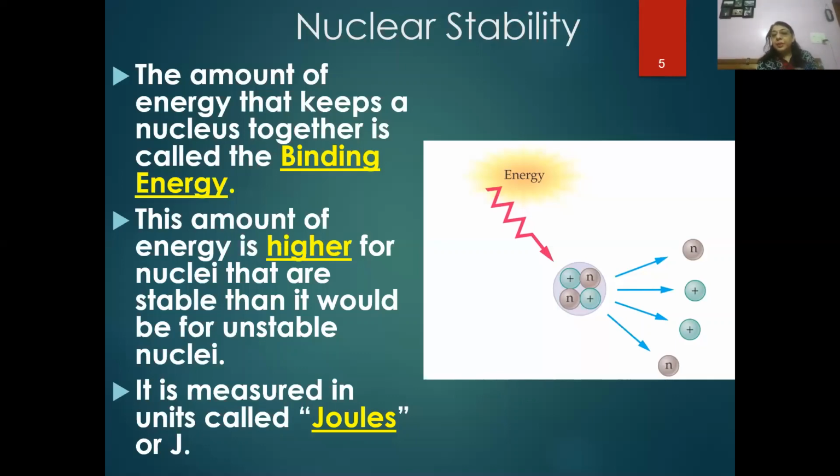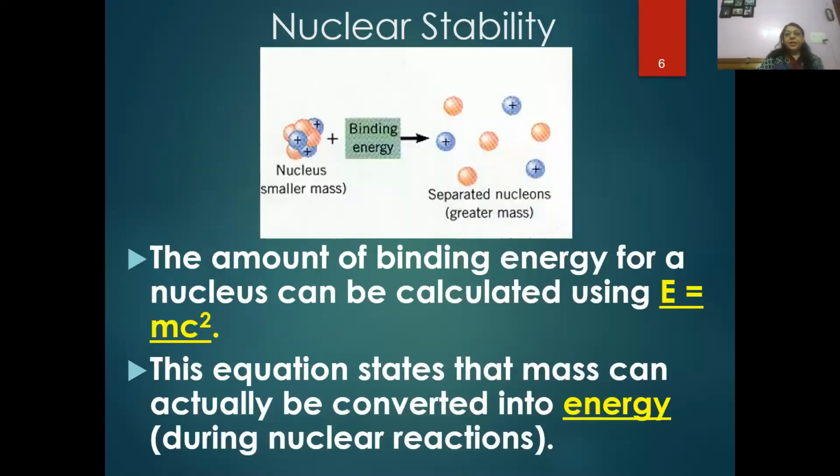So if you supply external energy to any particular nucleus, which has neutrons and protons in it, that energy will probably break the nucleus. And how can you supply this energy? You can do it only by using accelerators. We'll come to that much later.